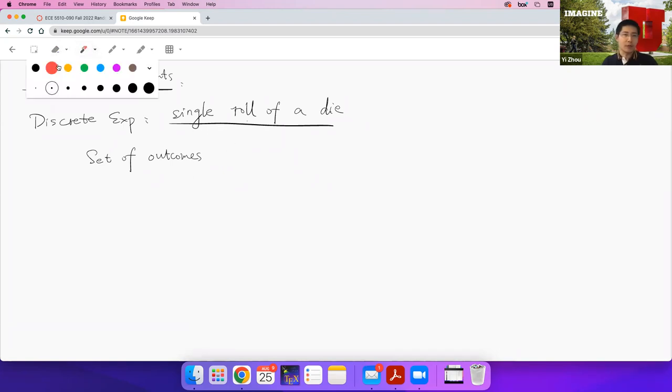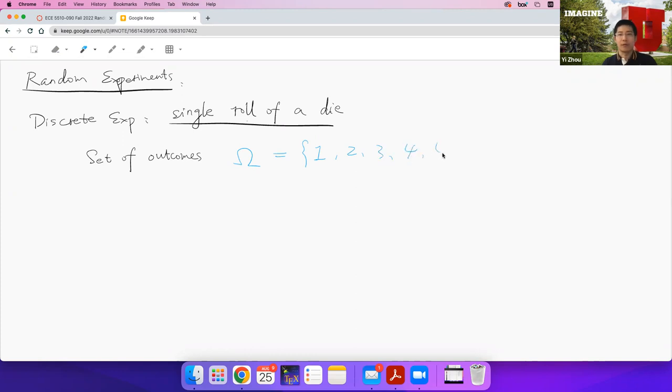So let's denote the set of all possible outcomes as the set omega. So we will use this notation throughout this course. Okay. Omega is the set of all the possible outcomes. And for this particular example, we know it is 1, 2, 3, 4, 5, and 6. Okay. So these are all the possible outcomes that we can get. And then once we know this, we can start here to consider some events of interest.